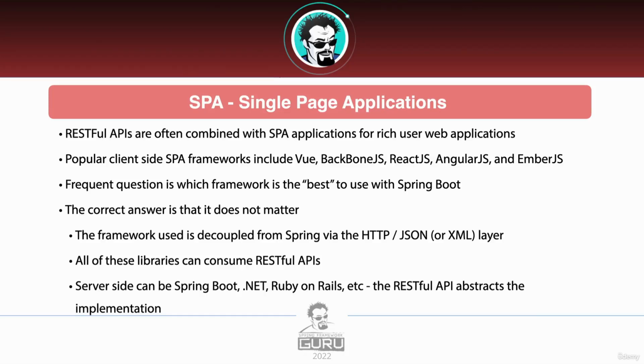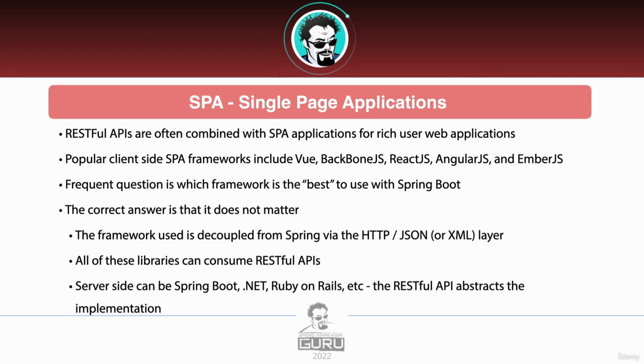Then RESTful APIs are often combined with SPA applications, so single page applications. There are a lot of popular client-side frameworks such as Vue, Backbone, React, Angular, or Ember. There's a lot of times I get the question, which framework is the best to use with Spring Boot? The correct answer to that is it really doesn't matter. It's important to understand that the framework being used on the client side gets completely decoupled from Spring. So we are intentionally providing a generic layer that's HTTP, JSON, or XML, so anything can consume it. All these libraries can consume RESTful APIs.